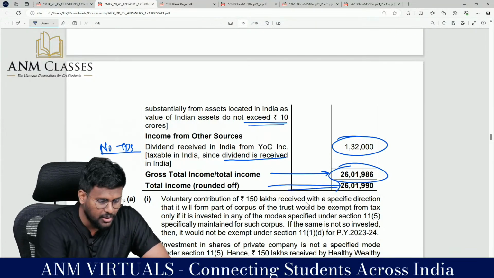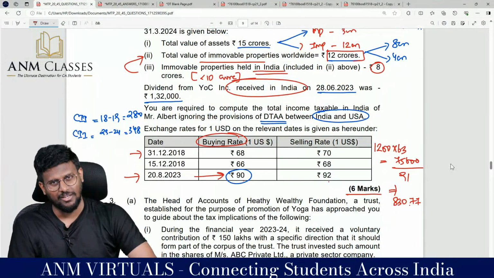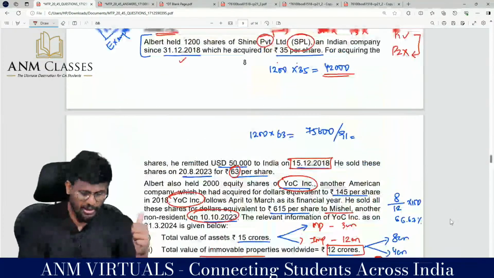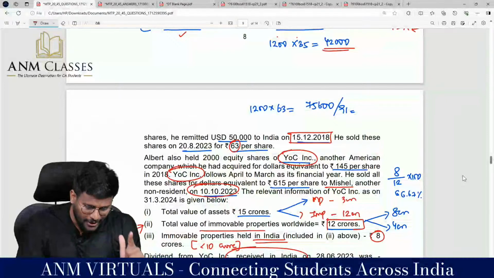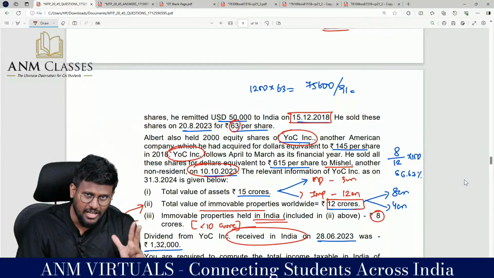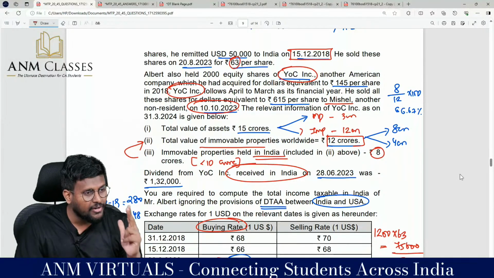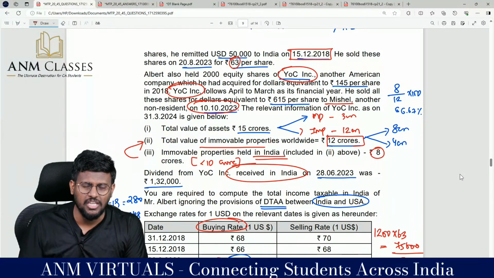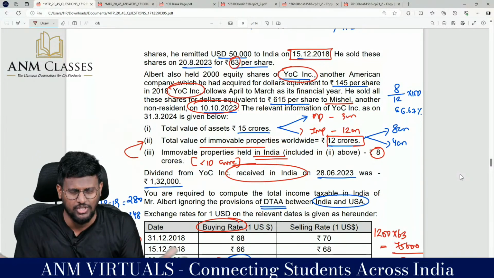Just round off and keep going. Sir, your 6 marks will be confirmed in your pocket. So salary taxable, Indian share taxable after applying proviso number 1, foreign company share not taxable because income has not accrued or arisen in India, and dividend income is taxable because it falls in the scope of total income as per section 5. This is the general basic question.